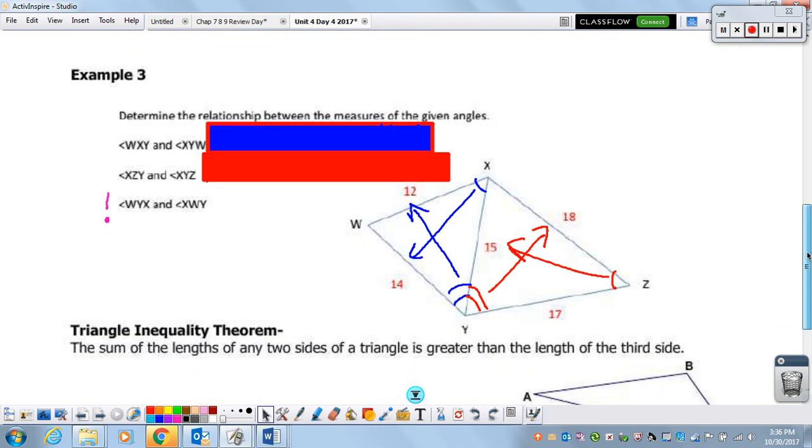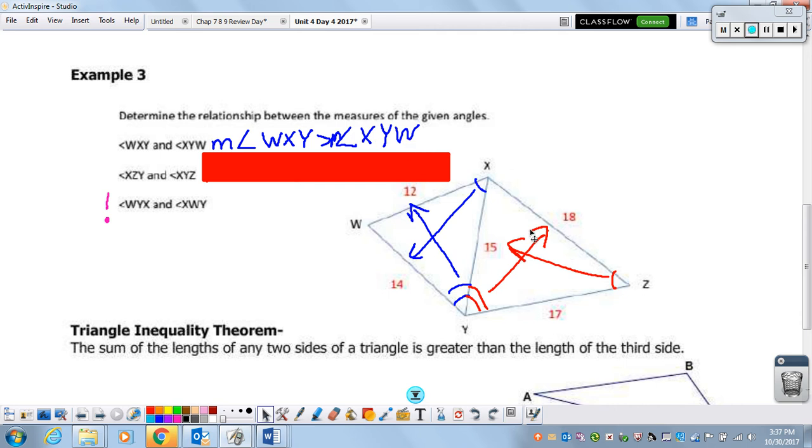All right, this picture is a little more confusing, but let's see what we can do. So we have these two triangles put together. We're just going to look at them one at a time. So here we're looking at angle WXY and angle XYW. WXY is this angle. XYW is this angle. You can see that WXY is across from the side that's 14, and XYW is across from the side that's 12. Since 14 is greater than 12, that means this angle must be greater than this angle. So the measure of angle WXY is greater than the measure of angle XYW.